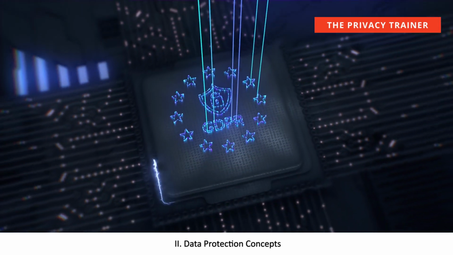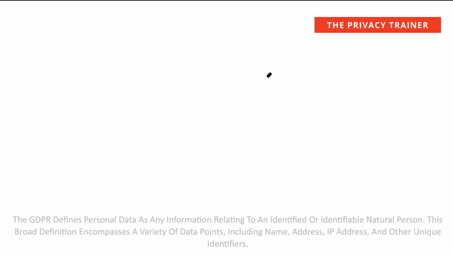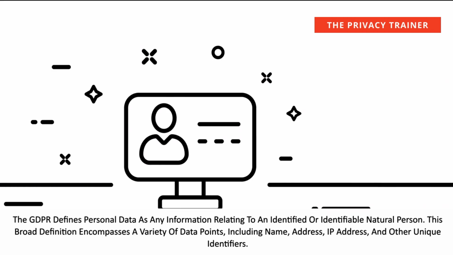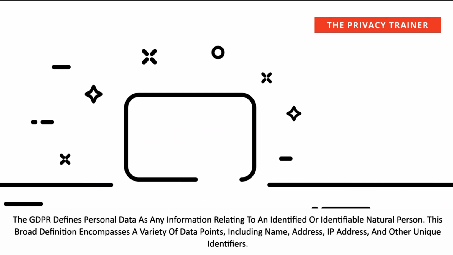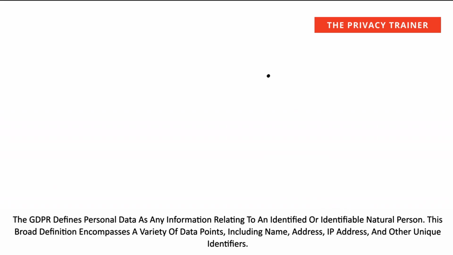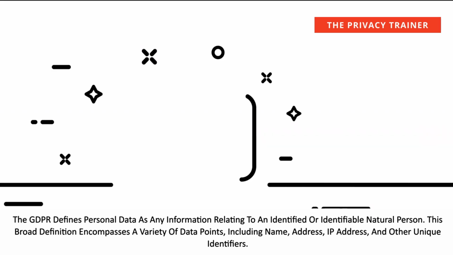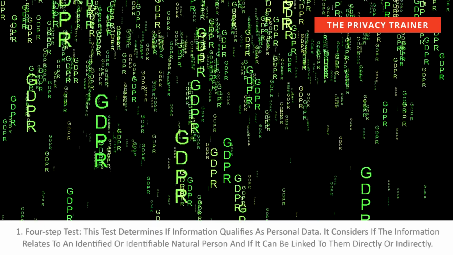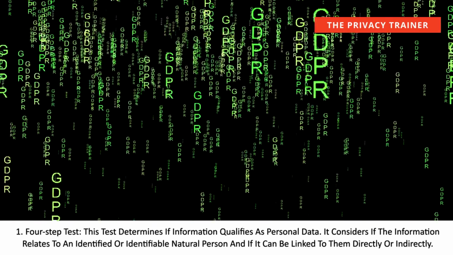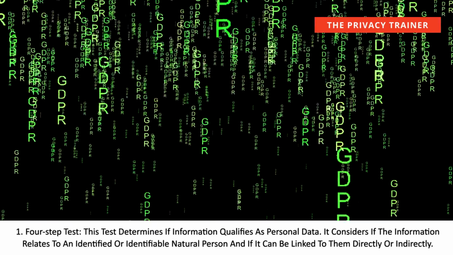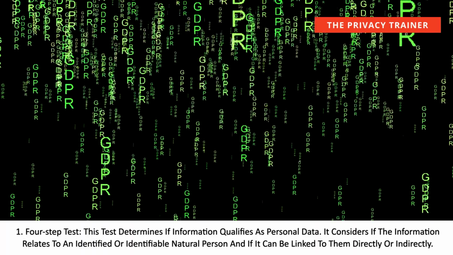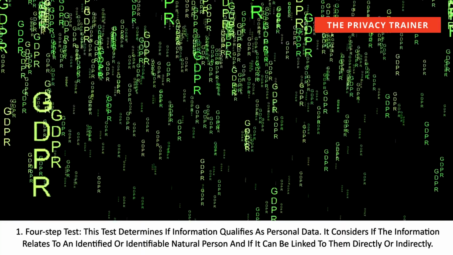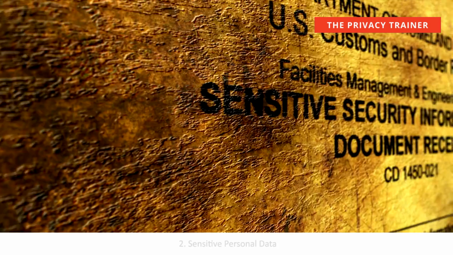Data protection concepts. 1. Personal data. The GDPR defines personal data as any information relating to an identified or identifiable natural person. This broad definition encompasses a variety of data points, including name, address, IP address, and other unique identifiers. Four-step test: this test determines if information qualifies as personal data. It considers if the information relates to an identified or identifiable natural person, and if it can be linked to them directly or indirectly.